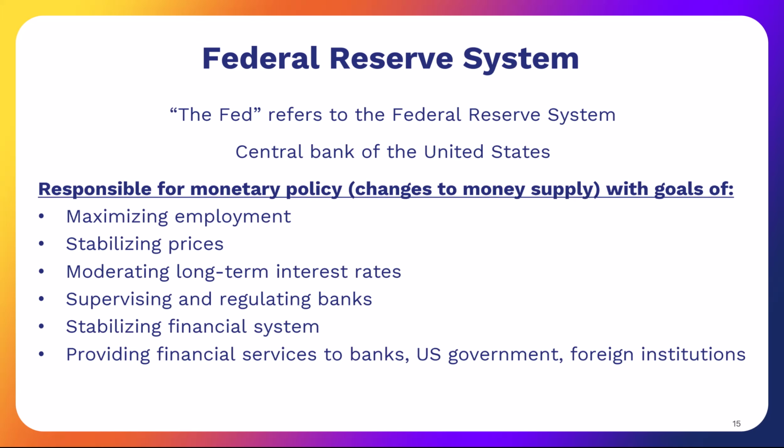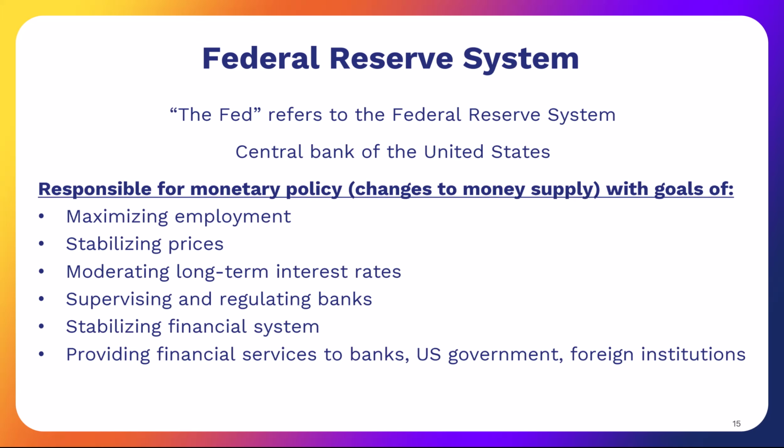So let's continue our discussion of macroeconomic impact. The Federal Reserve, or the Fed, is the central bank of the United States. Its primary goal or role is to manage the country's money supply and ensure economic stability. One of its key goals is to keep inflation under control while maximizing employment.